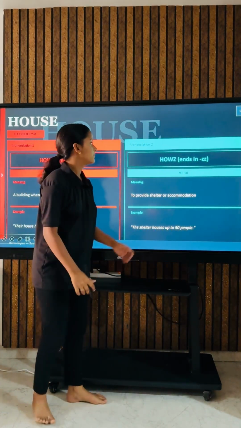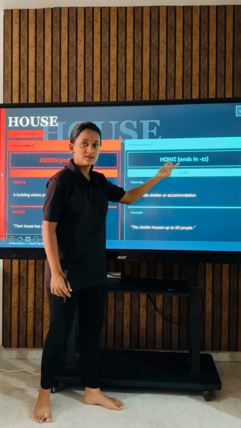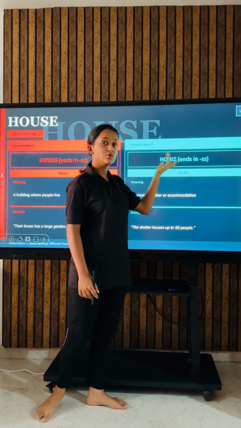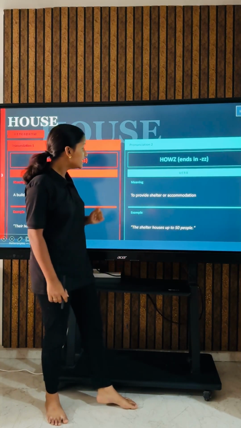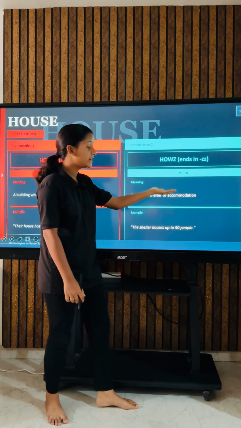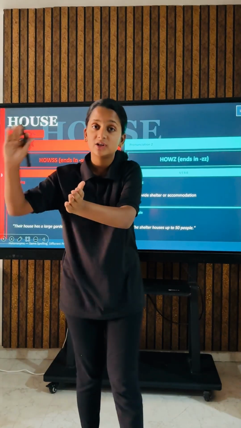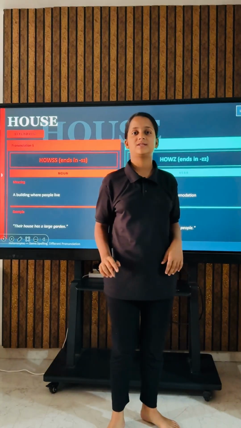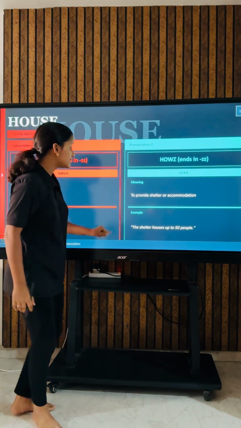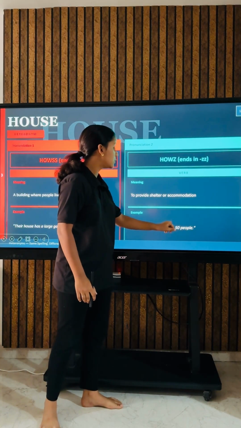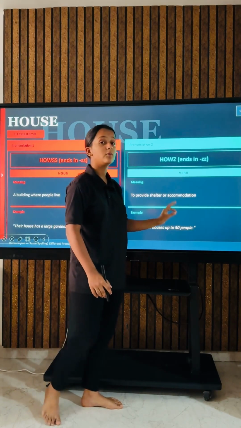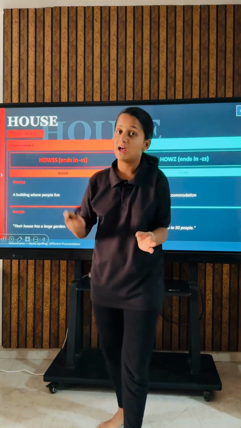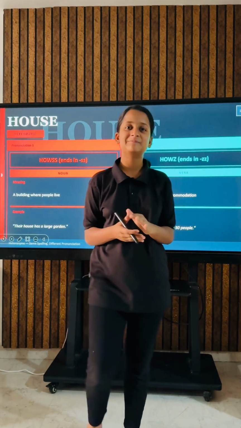Pronunciation 2 is house, ending in ZZ. It is a verb. The meaning is to provide shelter or accommodation to somebody. To provide shelter to somebody is known as house, and your own shelter is known as house. Really easy. Example: the shelter houses up to 50 people. It gives shelter to somebody else. This is the difference between house and house.